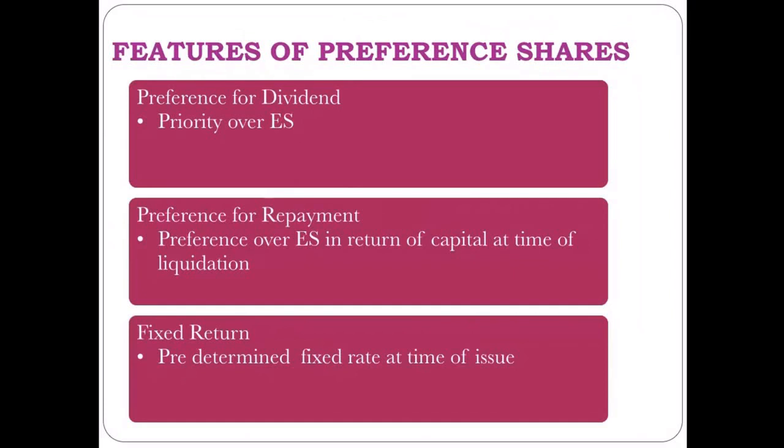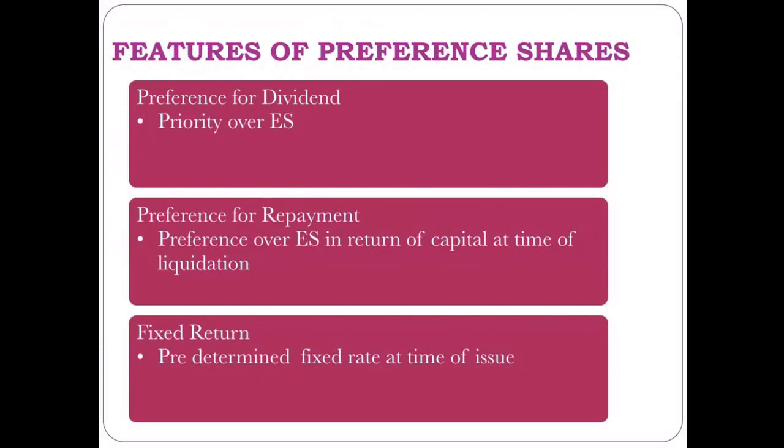Fixed return. Preference shares get dividend at fixed rate of return. This rate of dividend is predetermined or disclosed earlier itself to the shareholders at the time of issue, which is mentioned in the share certificate. Two things to note over here is that preference shareholders को जो dividend मिलता है वो fixed भी होता है और वो guaranteed भी होता है.